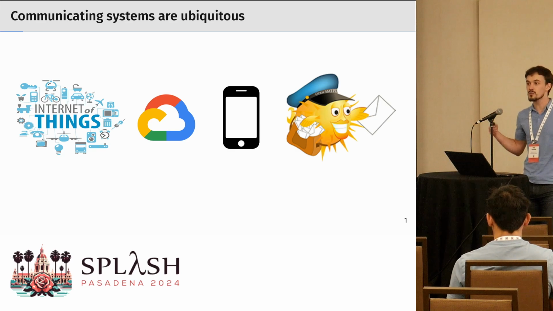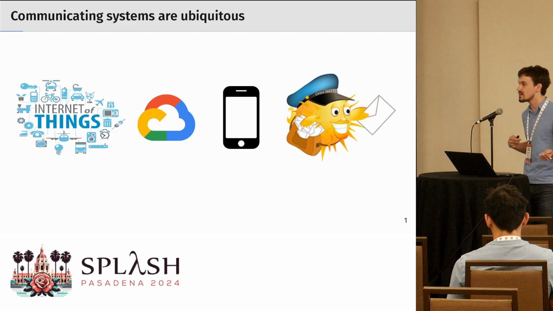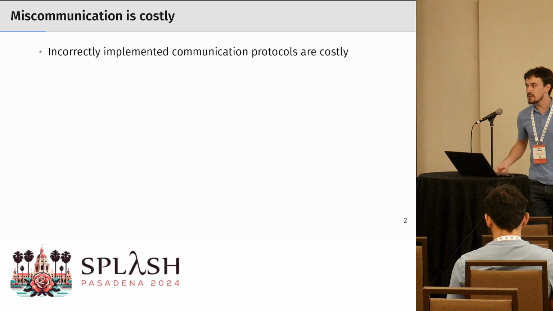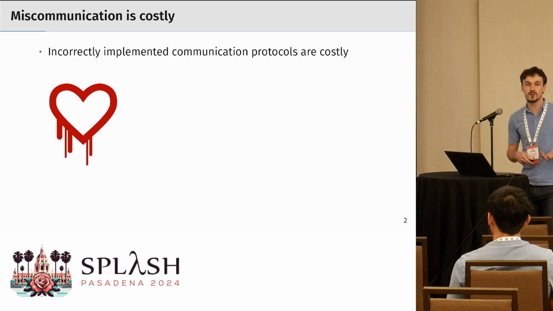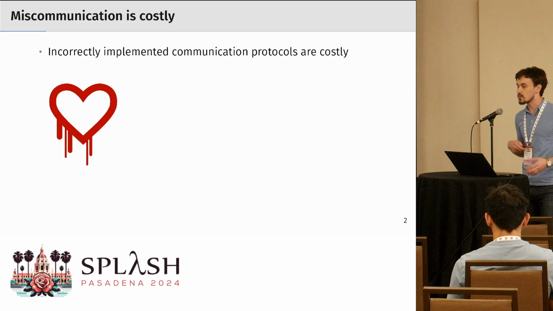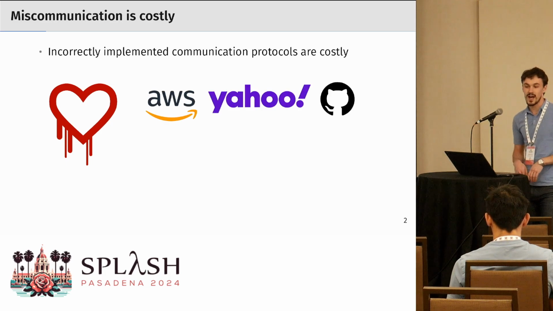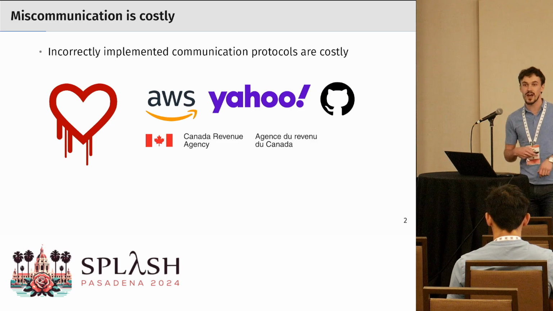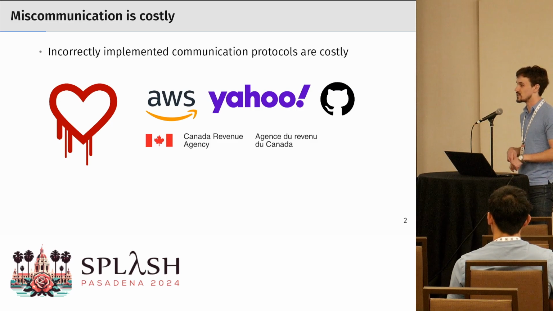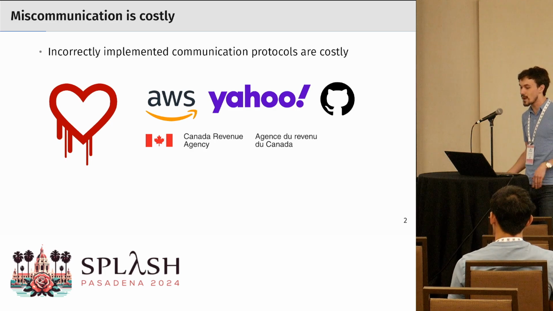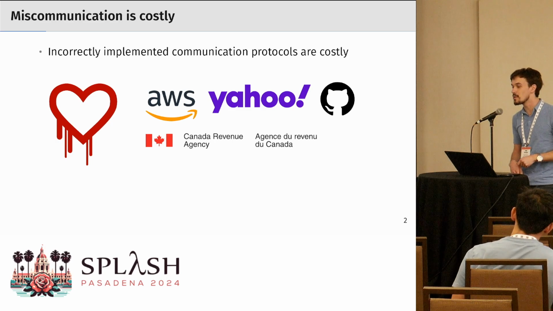Communicating systems only work if all the components communicate with each other according to protocols, which are sets of rules that say which messages can be sent and when. And miscommunication is very costly. To take a particularly notorious example, a few years ago there was the Heartbleed vulnerability, caused by a bad implementation of the TLS heartbeat protocol in OpenSSL. It affected all sorts of industrial entities, and it also caused the leak of 900 social insurance numbers from the Canada Revenue Agency. To put this into perspective, it cost an estimated $500 million to address.